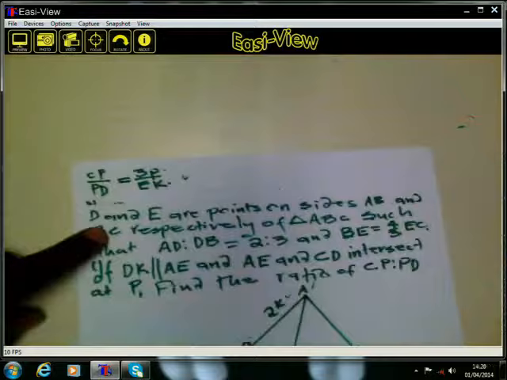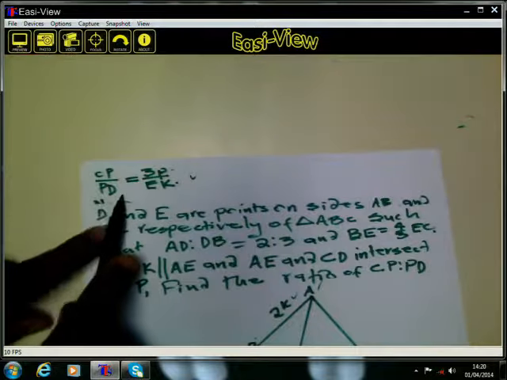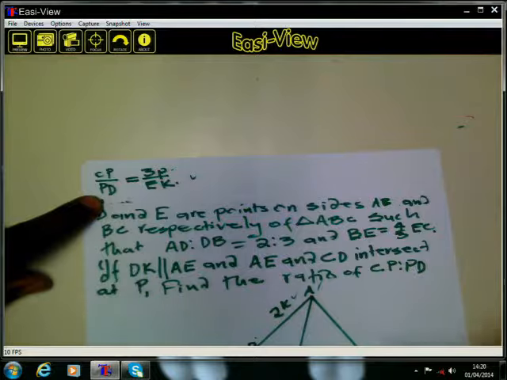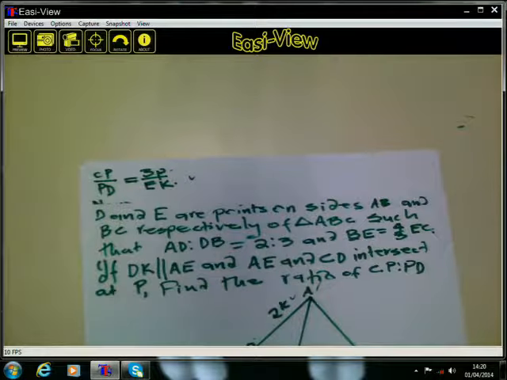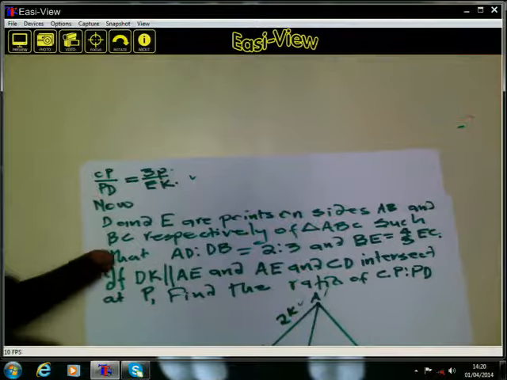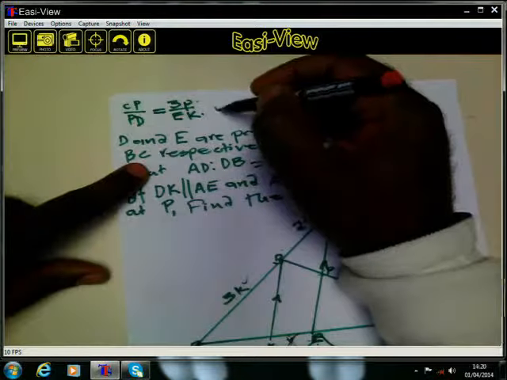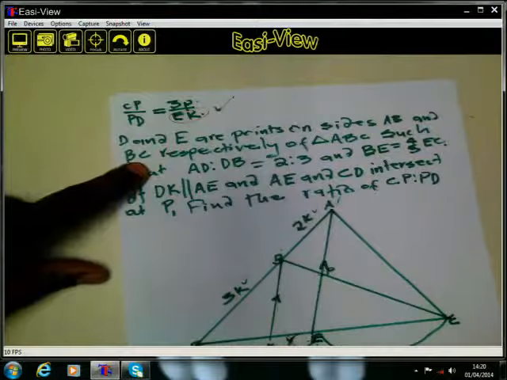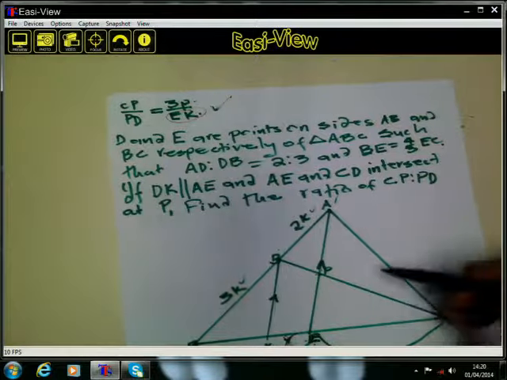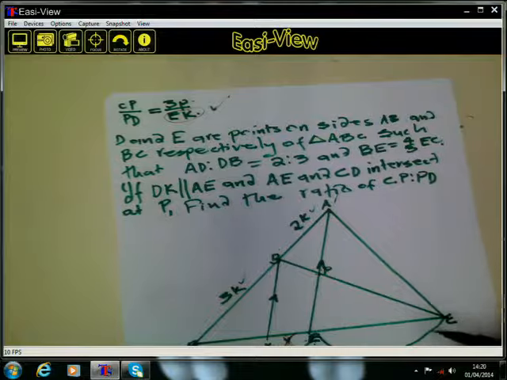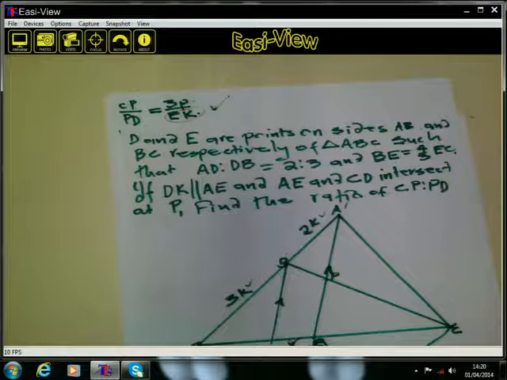And this is how I've written it. I've said CP over PD will be in proportion to 3P. Why 3P? Because 3P represents side EC, which must be over EK, which we also don't know. Now that we have two unknowns here, it becomes extremely difficult for us to determine what EK will be, because we don't have the magnitude for this and for that. We only have the magnitude of one side.